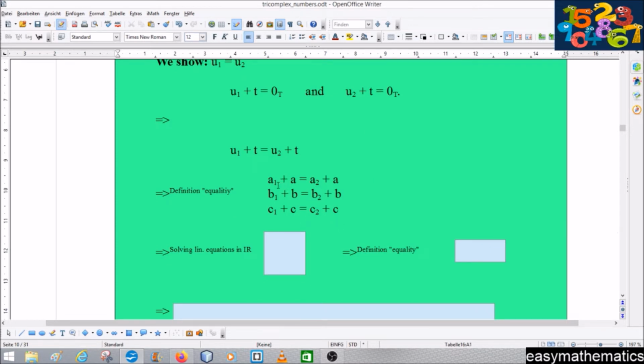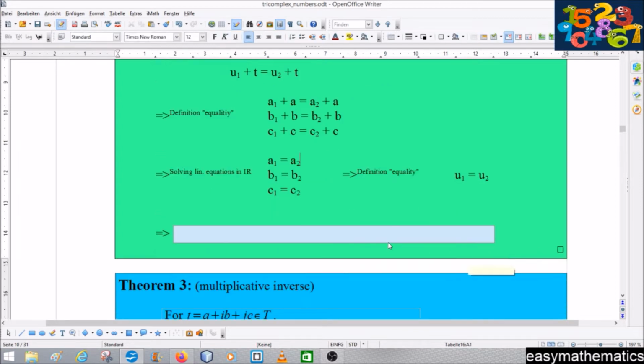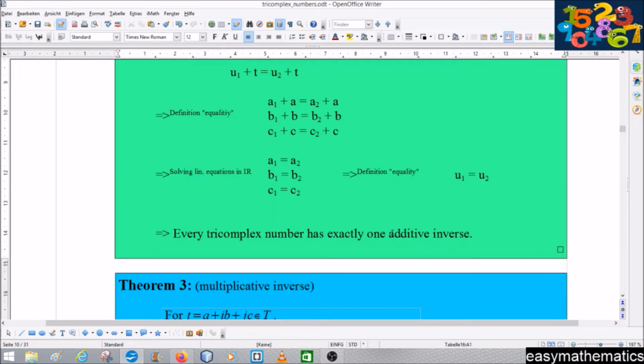And now we can solve linear equations in the real numbers, and we know how to do this. So we subtract from the first equation a, from the second b, from the third c, and we are left with the equality of the components of u1 and u2. And by definition of equality of three complex numbers, we can see that u1 is u2, and therefore every three complex number has exactly one additive inverse. Very beautiful, huh?